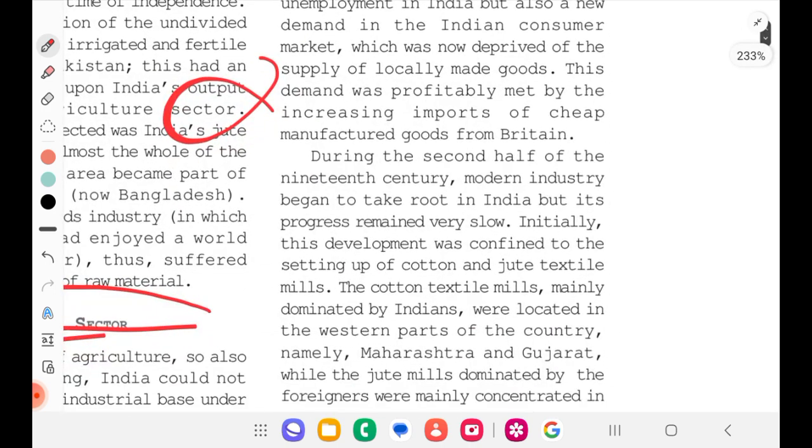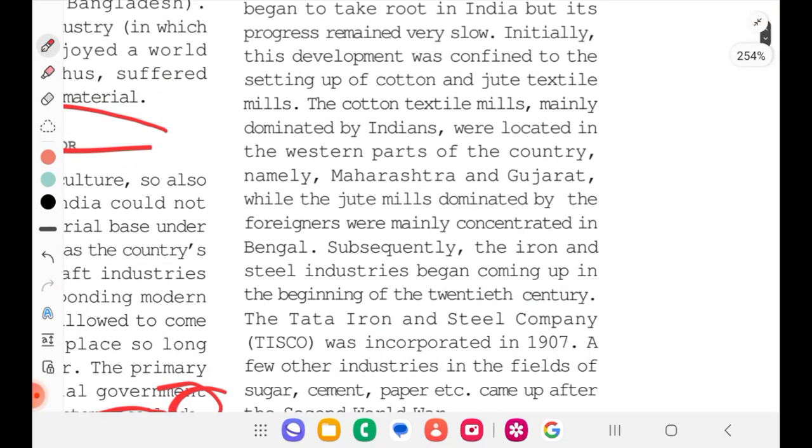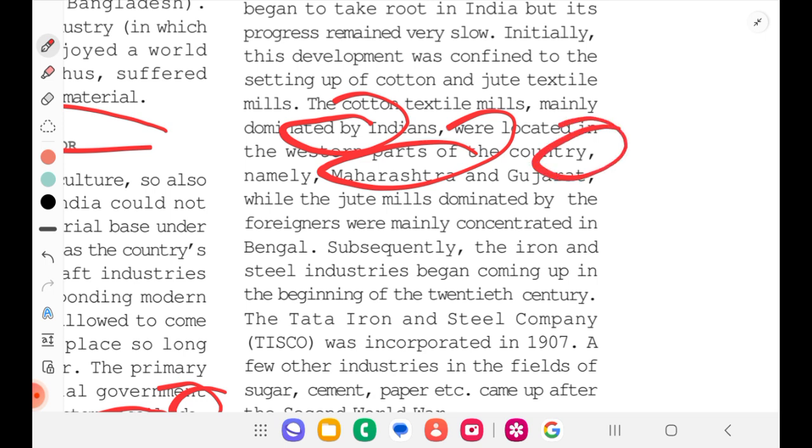During the second half of the 19th century, modern industries began to take root in India, but its progress remained very slow. Initially, this development was confined to the setting up of cotton and jute textile mills. The cotton textile mills, mainly dominated by Indians, were located in the western part of our country, namely Maharashtra and Gujarat, while the jute mills, dominated by the foreigners, were mainly concentrated in Bengal.